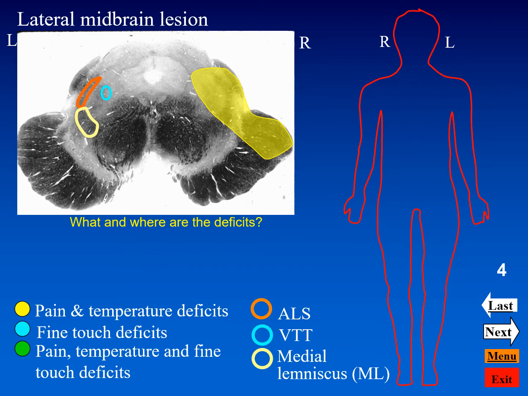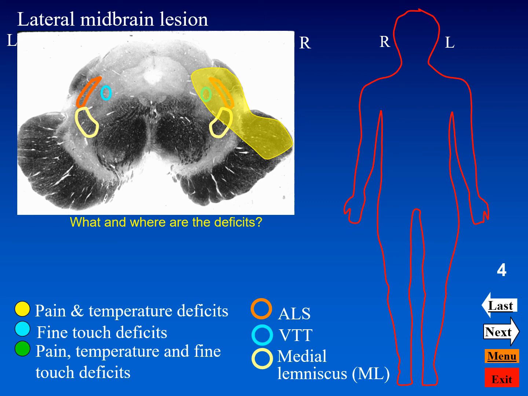So what is involved in this lateral midbrain lesion? Well, now we see within that lesion, we see the spinothalamic tract, the ventral trigeminal thalamic tract, and part of the medial lemniscus. Those are all carrying crossed fibers that have decussated. So all of the deficits should be on the contralateral side.